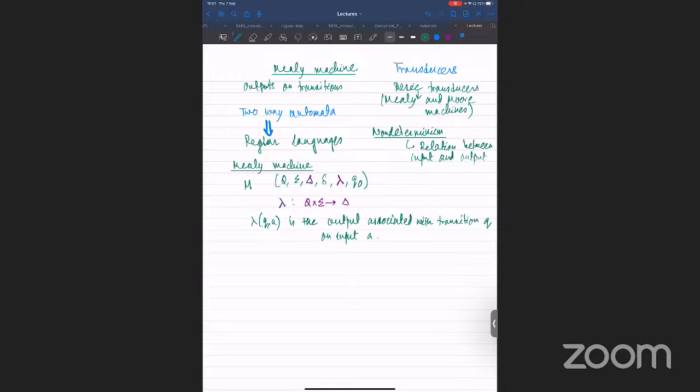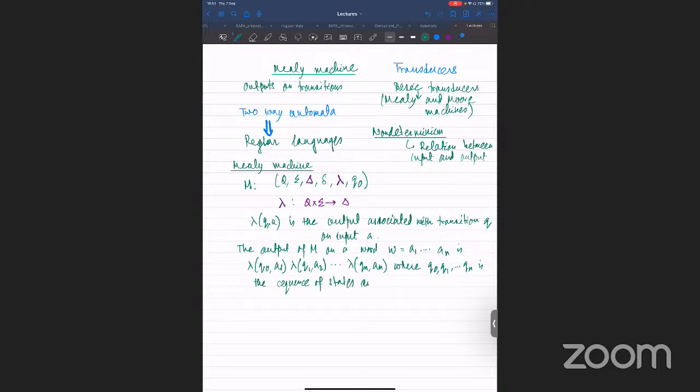Now similarly, if M is a Mealy machine, the output of M on a word w equal to a1 to an is lambda(q0, a1), lambda(q1, a2), and so on up to lambda(q_{n-1}, an), where q0, q1, up to qn is the sequence of states such that delta(q_{i-1}, ai) equals qi. So this is the corresponding run. Very simple, I'm just writing it a bit formally. That's all. Correct?